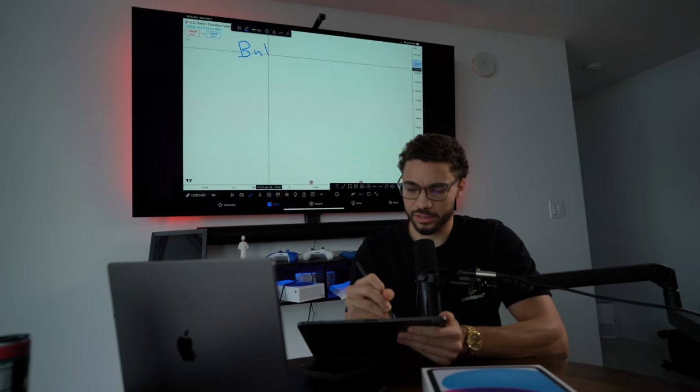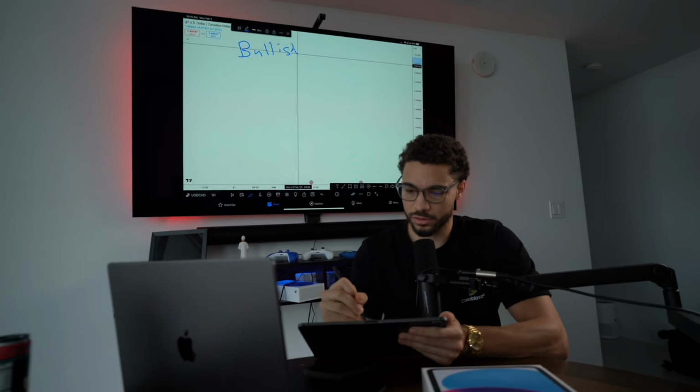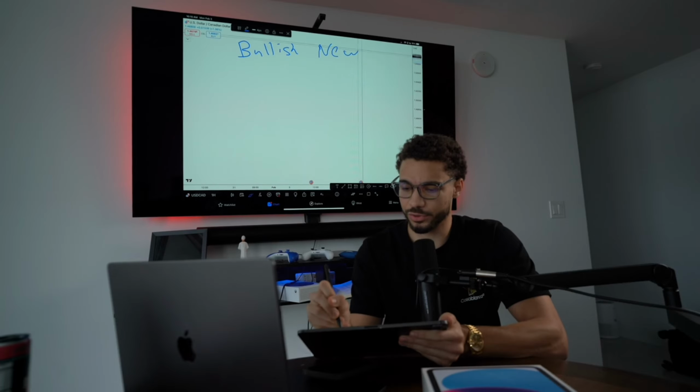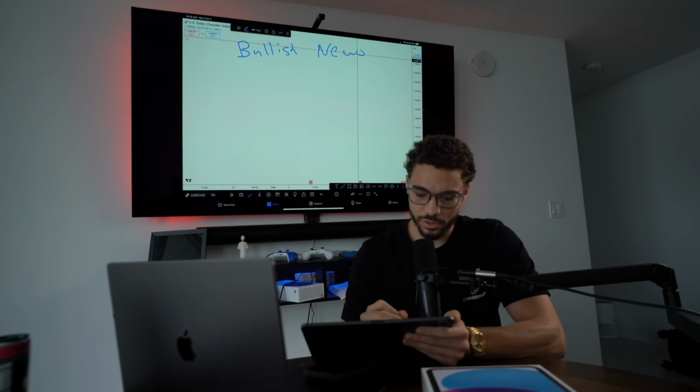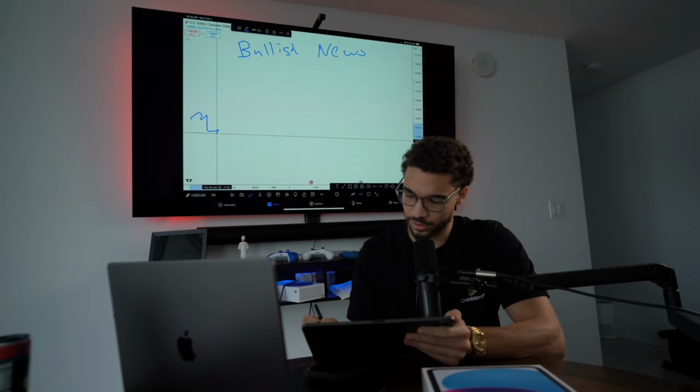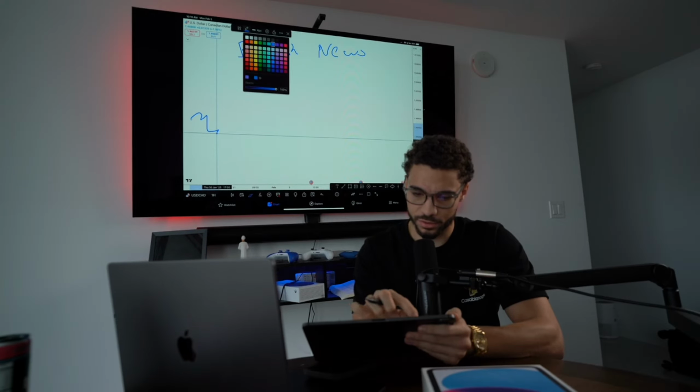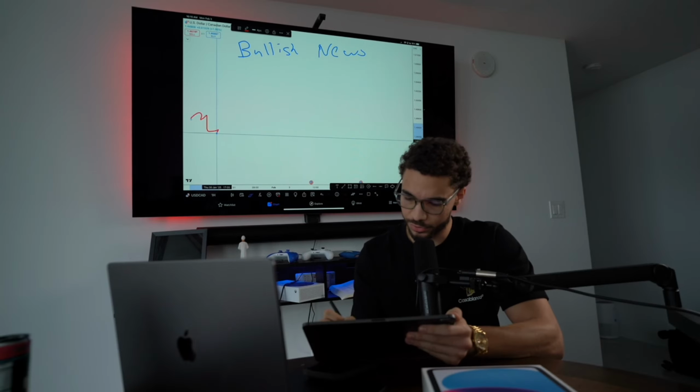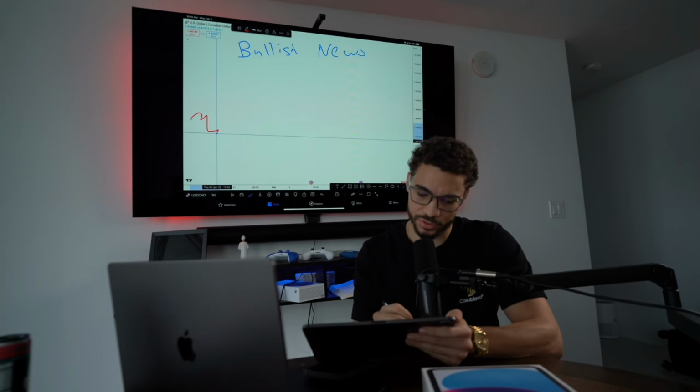Let's do it like this. Let's say you guys have bullish news, and this was your chart before the news. Let's change this to red. Red is before the news, and then anything afterwards is going to be after the news.